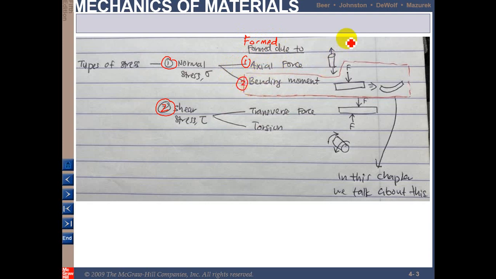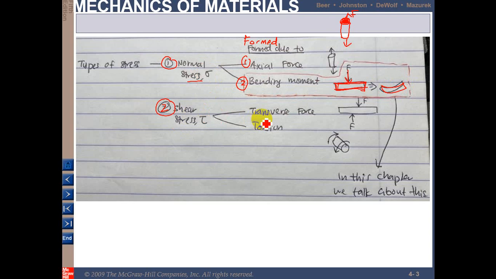Axial load happens when you have, let's say, a sample like this, and then you apply load at both ends like this. It will cause a normal stress because the force is actually perpendicular to the area. For bending moment, let's say you have a specimen like this, and then you apply force. This will cause the specimen to bend like this. So this also will cause normal stress.